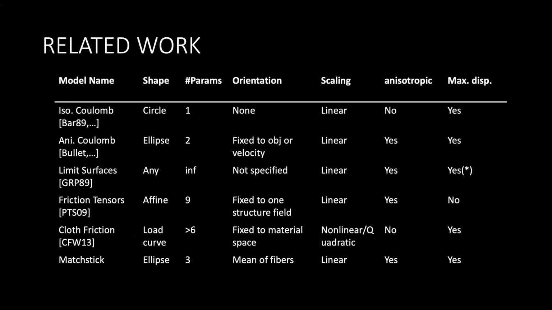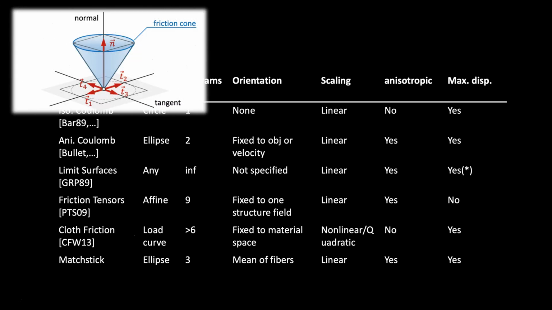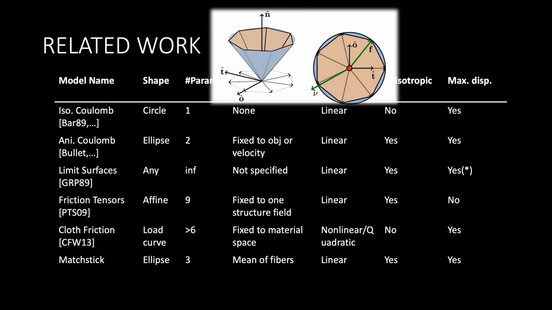I will briefly cover some related work. For more details, please look in our paper. Early work used isotropic friction models. These are often discretized into a friction cone pyramid to get linear complementarity problems. Recent work on Newton-type solvers use nonlinear cones directly. The isotropic Coulomb model fulfills the principle of maximum dissipation.